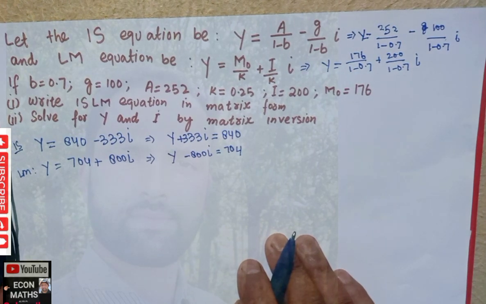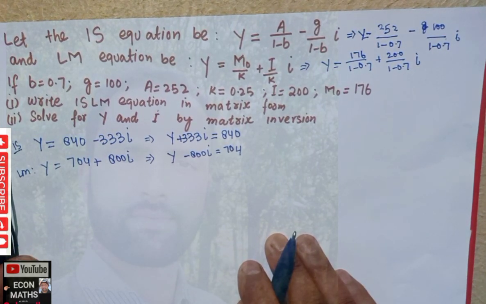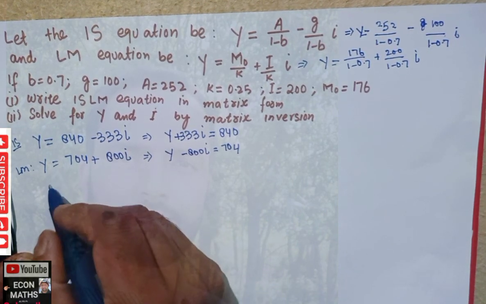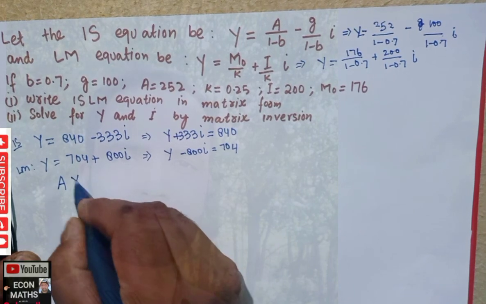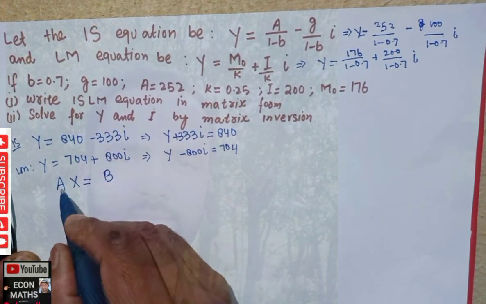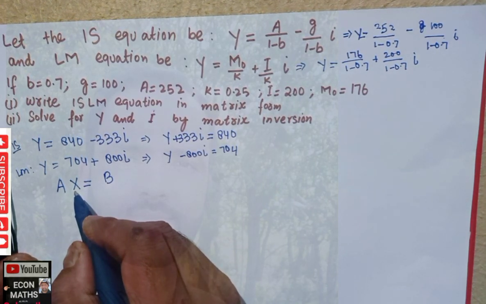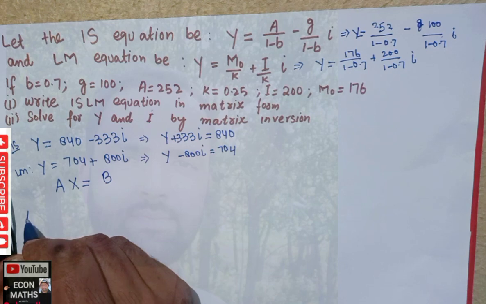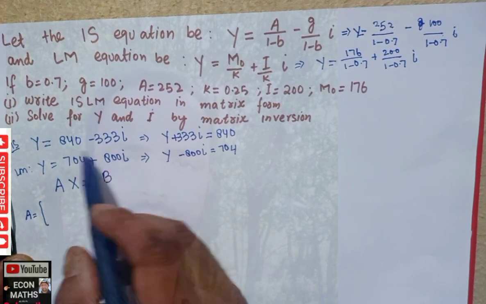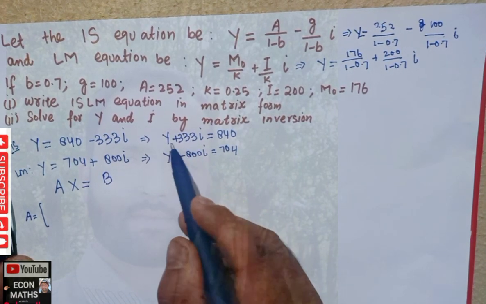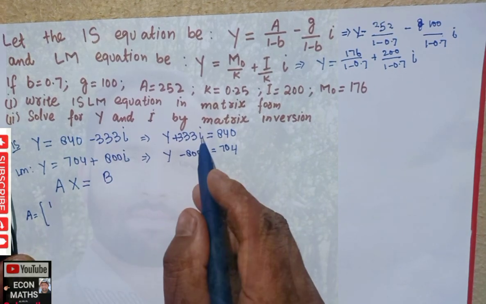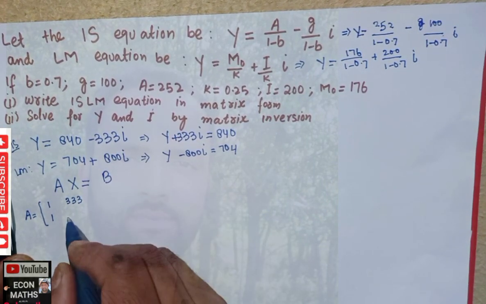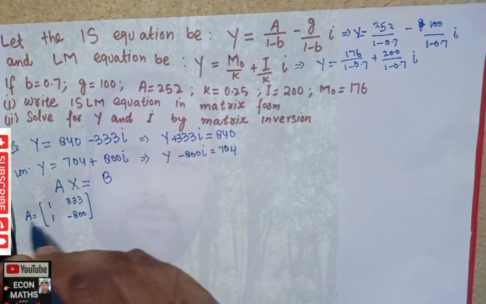Now, how do we write them in matrix form? I have made the videos on matrix algebra also, you can check there, but I will show here. We write in matrix form like this: A times X is equal to B, where A is called the coefficient matrix, X is the solution vector, and B is the vector of constant terms. A is simply the coefficients of the endogenous variables. Here the coefficient of y is 1, the coefficient of i is 333. The coefficient of y is 1, the coefficient of i is minus 800. So this is our A, the coefficient matrix.